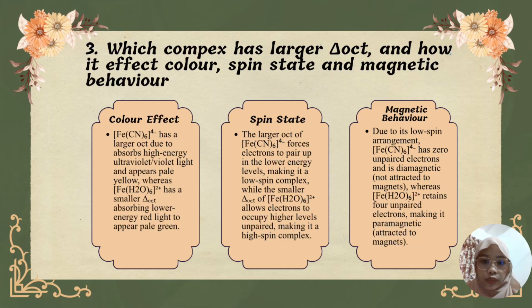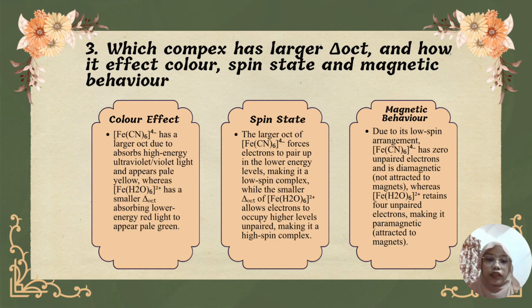In question 3, which complex has a large splitting energy and how does it affect color, spin state, and magnetic behavior? As we can see, the large splitting energy is in [Fe(CN)6]4-. It affects the color: due to the large splitting energy, it absorbs high energy ultraviolet or blue-violet light, and it appears pale yellow, whereas [Fe(H2O)6]2+ has a smaller splitting energy, absorbs lower energy red light, and appears pale green.